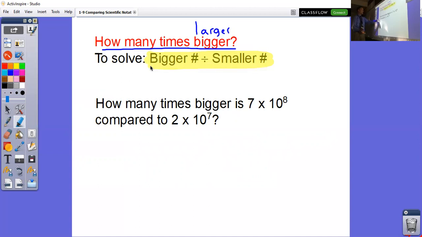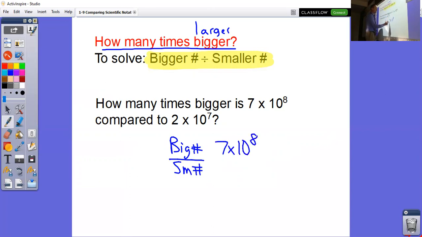So if we have the question, how many times bigger is 7 times 10 to the 8th compared to 2 times 10 to the 7th? The 7 times 10 to the 8th is larger because the exponent is larger. So remember, we're doing the bigger number divided by the smaller number. So what we're going to do is 7 times 10 to the 8th divided by 2 times 10 to the 7th.